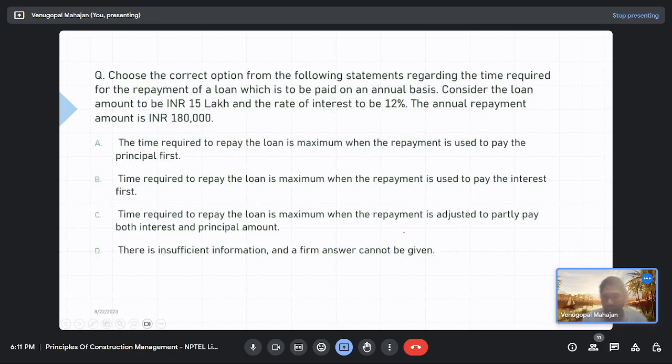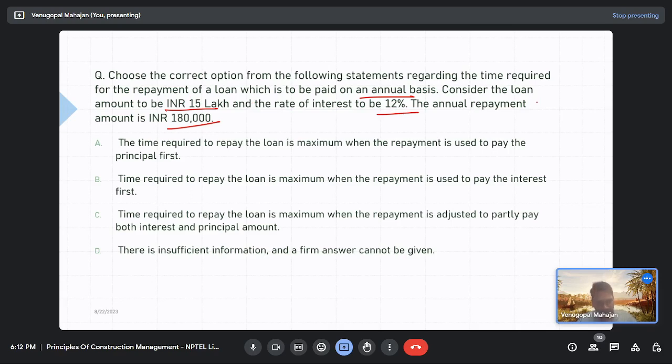Now, coming to a numerical, you will find this kind of numerical. I think this was not there in this year's assignment, but previously this used to be a part. Choose the correct option from the following statements regarding the time required for the repayment of a loan which is to be paid on an annual basis. Consider the loan amount of rupees 15 lakh, rate of interest is 12%, the annual repayment amount is rupees 1 lakh 80,000. So if P is 15 lakh and rate of interest is 12%, what is I?